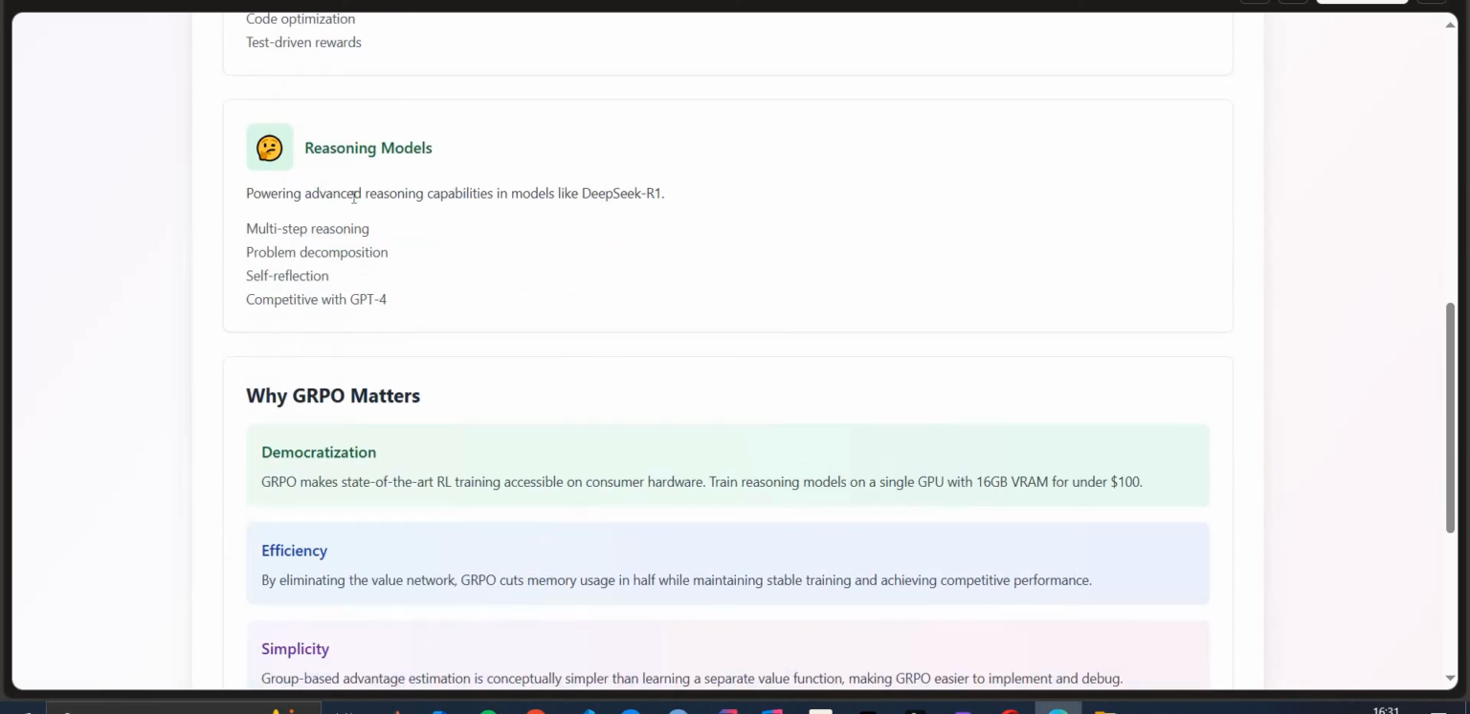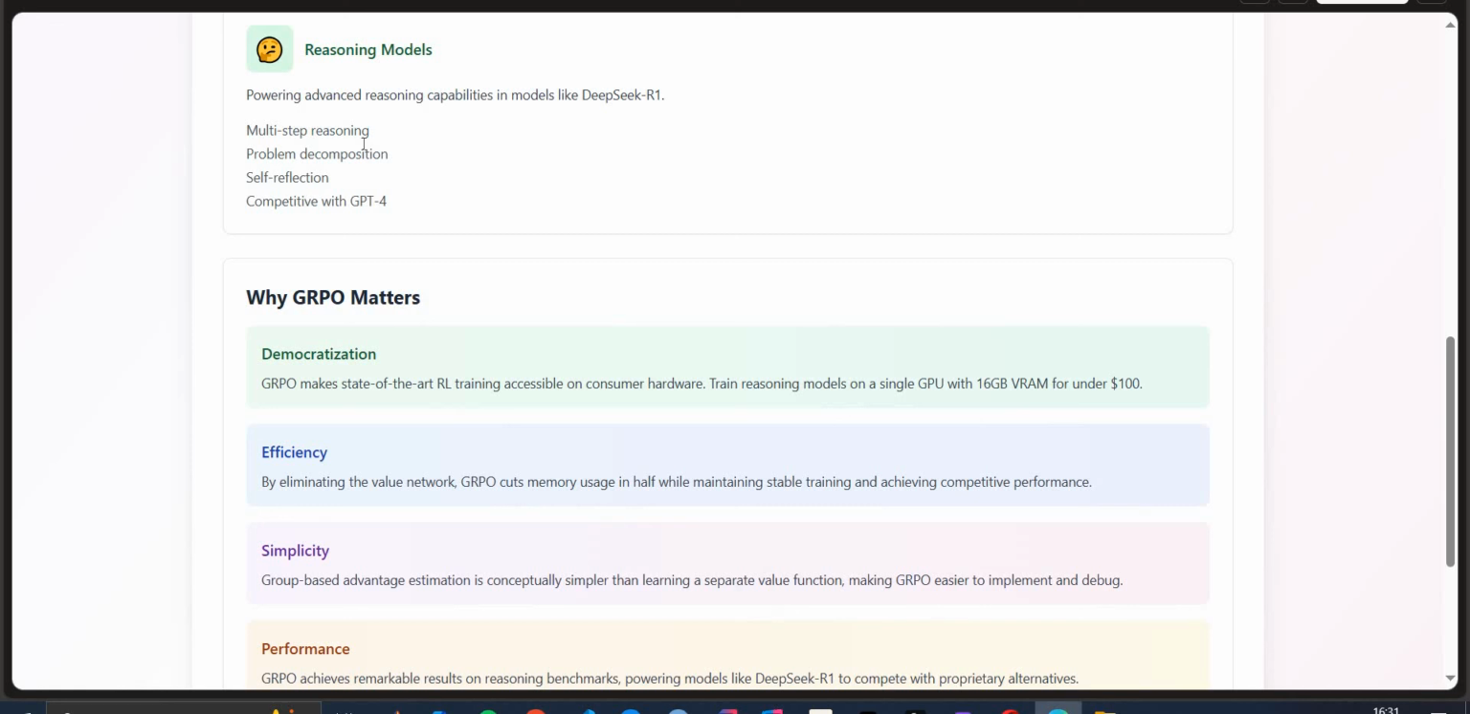And finally, reasoning models. This category includes large models like DeepSeek R1, and these models perform multi-step reasoning, break problems down into smaller parts, and even reflect on their own output. GRPO's relative comparison mechanism fits perfectly here because reasoning problems often don't have smooth gradients to follow. They require discrete evaluation of answers, and the algorithm helps these models become competitive with high-end systems such as GPT-4, but at a fraction of the cost.